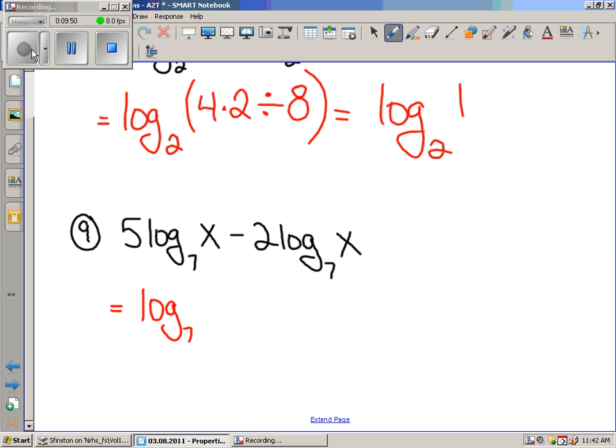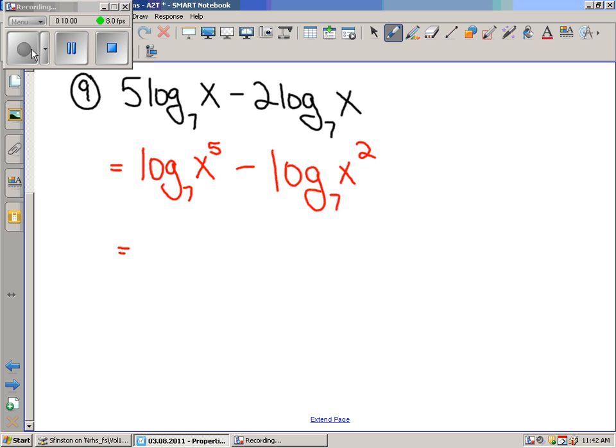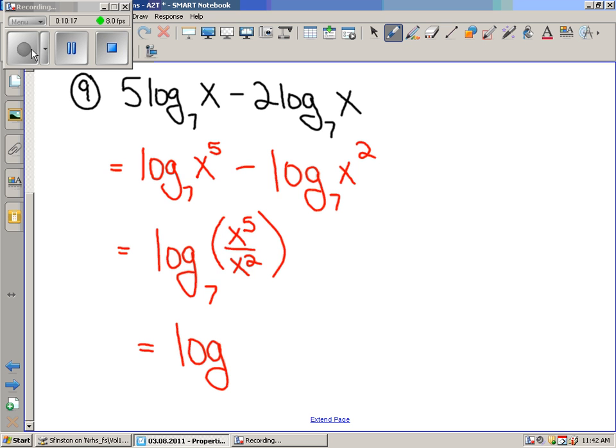Log 7x to the 5th minus, let's do it in steps, log 7x squared. Is that what you got, Lil? And then what do you do from there? Very nice. Because it's subtraction, you're dividing. And then what's x to the 5th divided by x squared? No, get out of here. It's not 2.5.